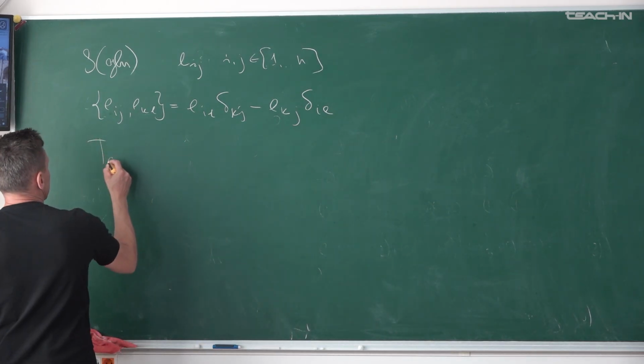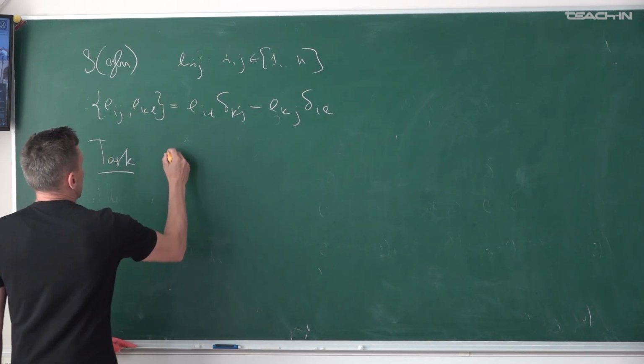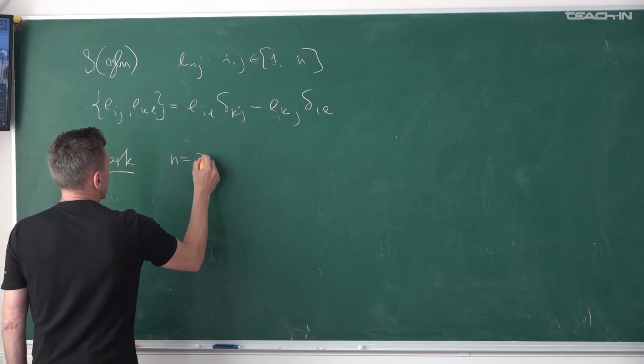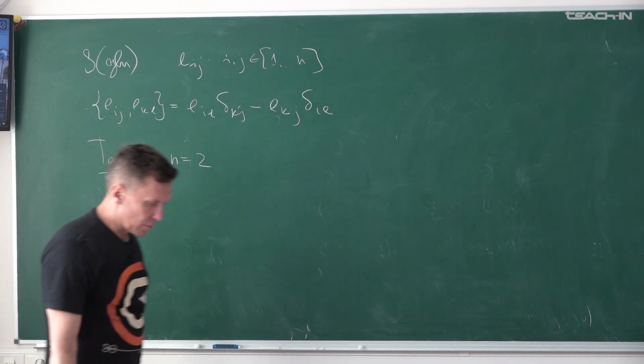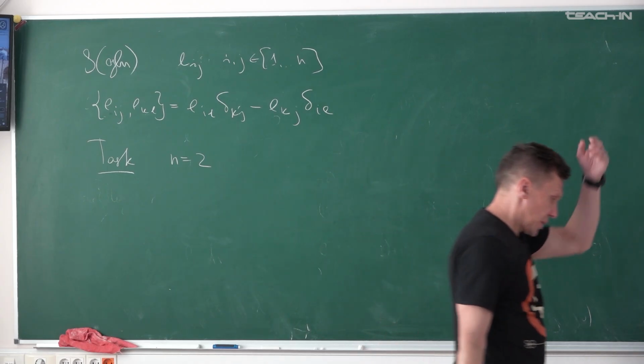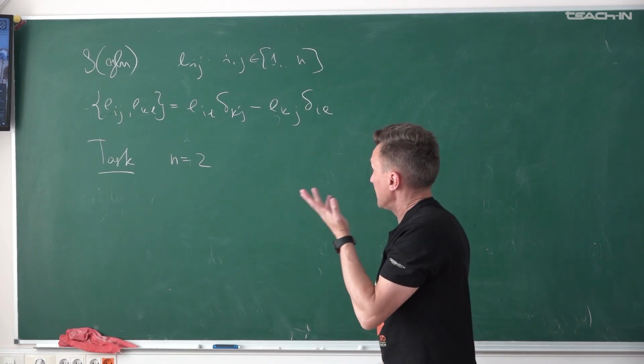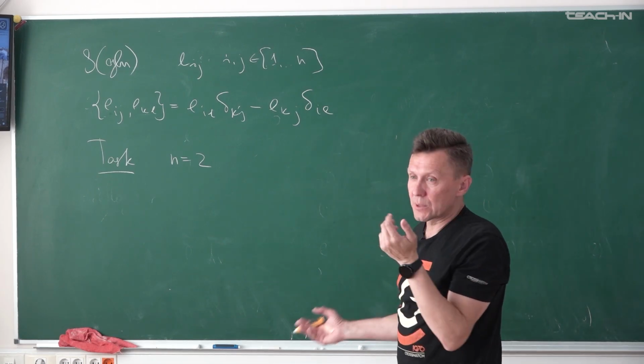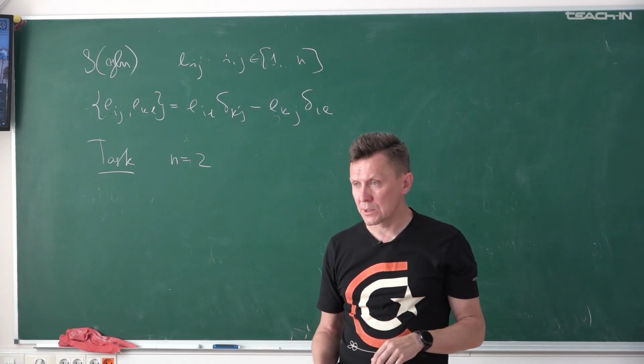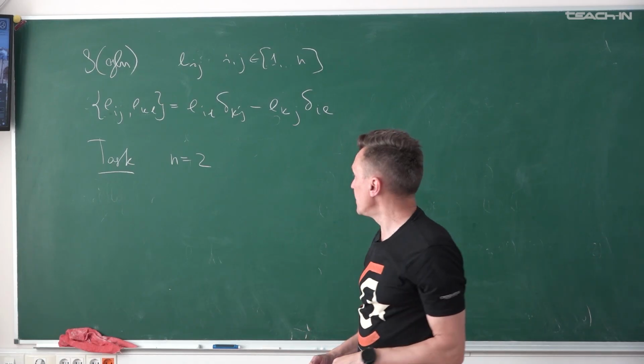The first task in this direction, if n is equal to 2, so we always consider GL2. It is four-dimensional, and we get the Poisson structure on it.